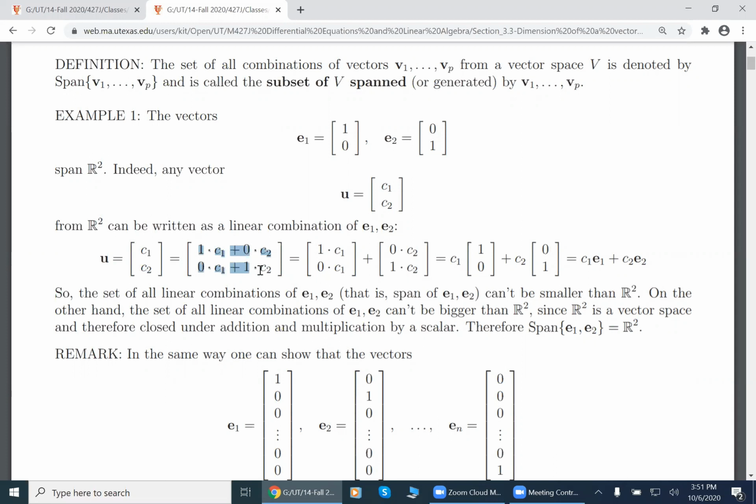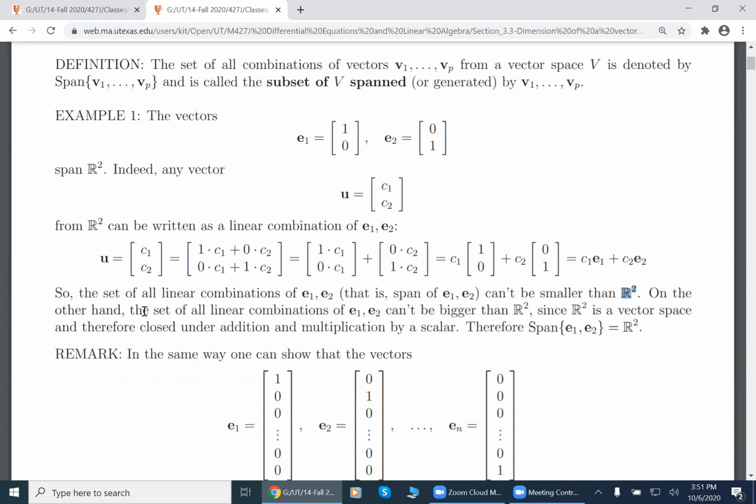Here's what we do after that. Let us rewrite this matrix column as the sum of these two matrix columns. After that, factor out C1, done. Factor out C2, done. This is E1, this is E2. Conclusion: any vector from R2 can be written as a linear combination of E1, E2. Therefore, the span of E1, E2 can't be smaller than R2.